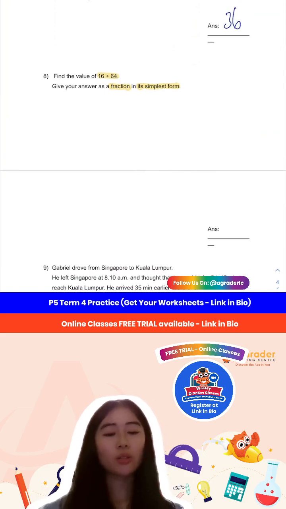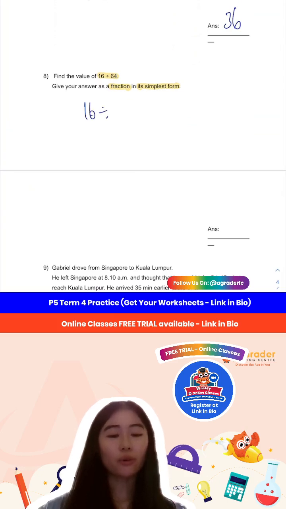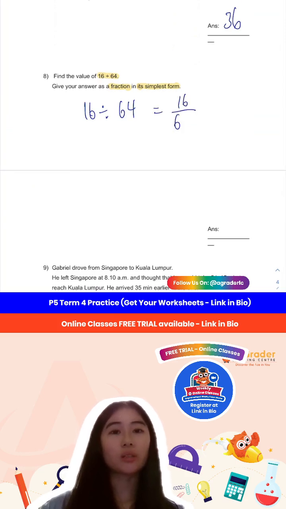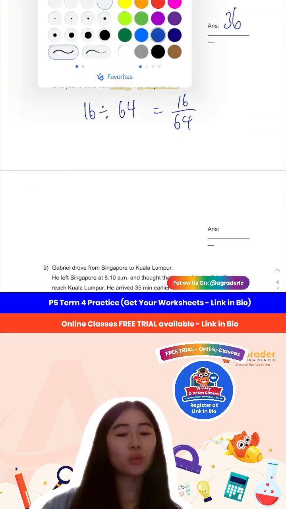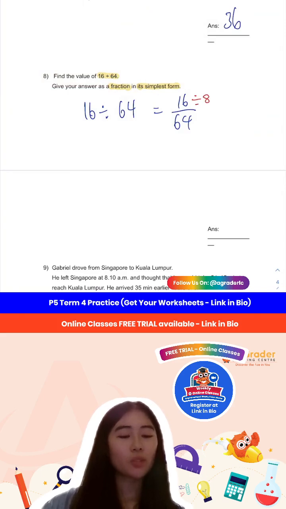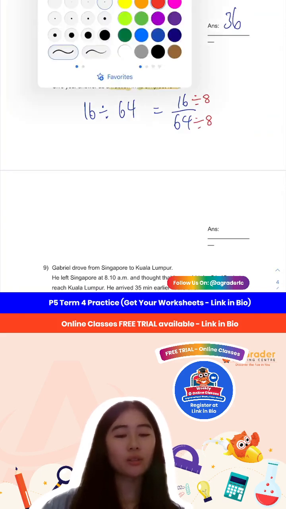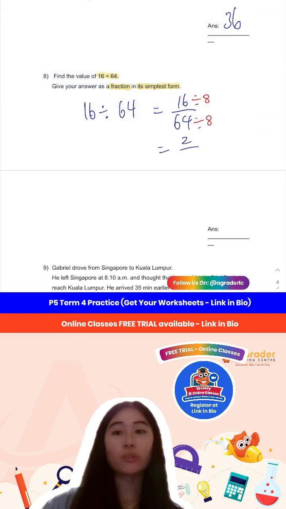Alright, so let's go through this. I think most of you are done. Now, 16 divided by 64 is actually 16 over 64. Yeah, so then you just need to simplify. So you can divide by 8 first. You get 2 over 8. But this is not the simplest form yet, so you need to divide one more time. So this time you can divide by 2, and then you should get the final answer 1/4.